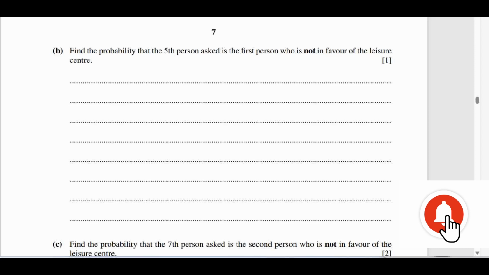Let's see part B. Now in part B, find the probability that the fifth person asked is the first person not in favor of the leisure center. Whenever it is the first person case, it means that this is the case of geometric distribution, because here the first person not in favor of the leisure center is being asked about.